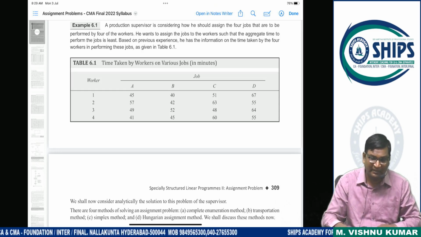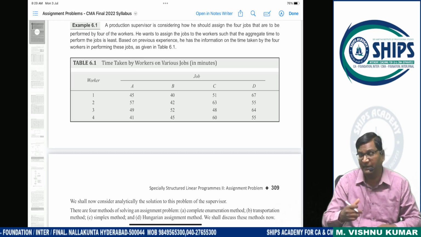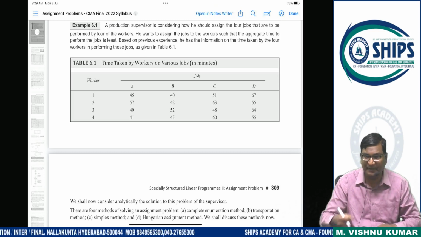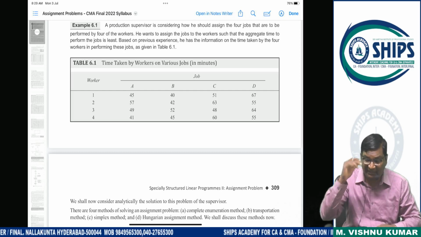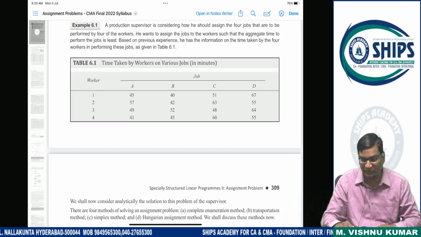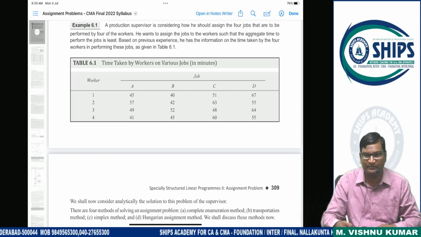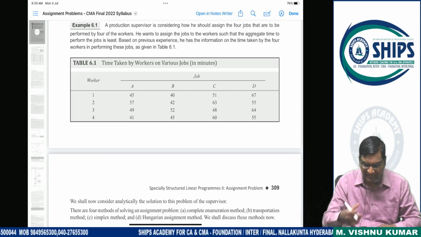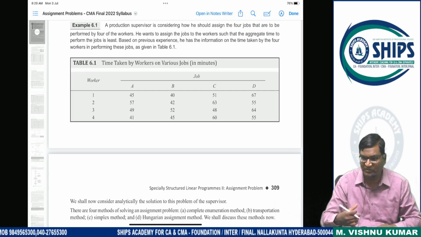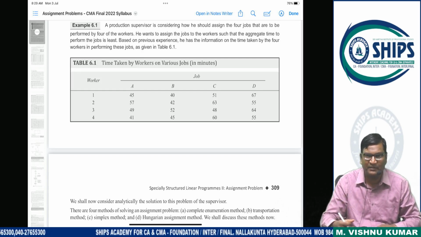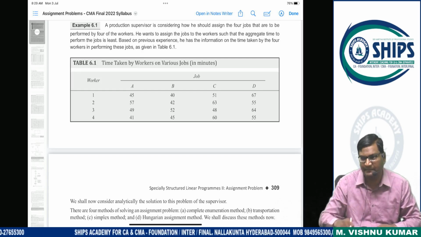So ultimately, the Hungarian mathematician understood that this is complex. It should be solved by a simple technique. So ultimately, he used the concept of opportunity cost. He gave some set of rules here. If you follow that, in the simplest way, we achieve the target. This is the reason you are learning assignment.